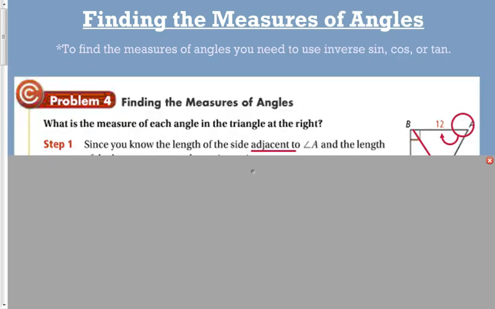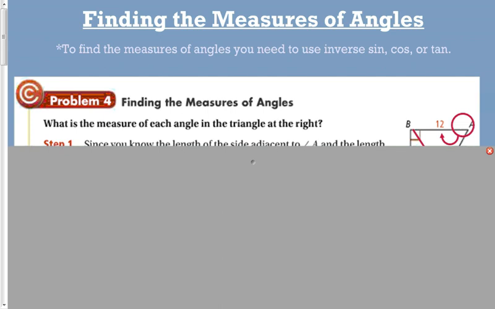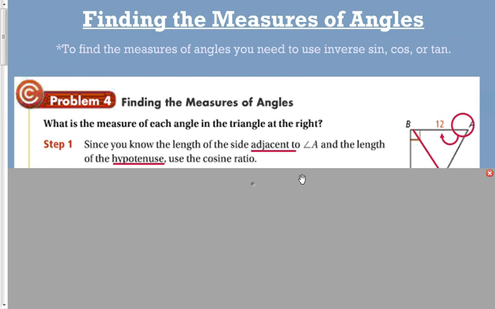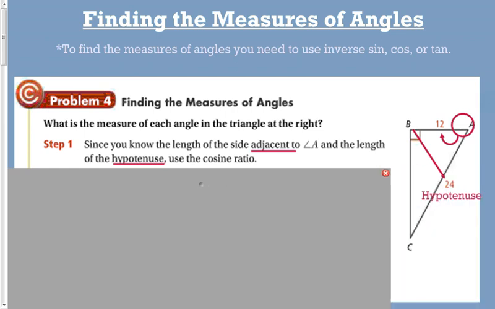But find the measures of an angle. So usually you have two sides, and we're going to find the measure of an angle. So what is the measure of the angle in the triangle at the right? We have the hypotenuse of 24. We're trying to find angle A. We also have a smaller side of 12, which would be the adjacent side. Since you know the length of the side adjacent and the length of the hypotenuse, we're going to use cosine, because cosine is adjacent over hypotenuse.